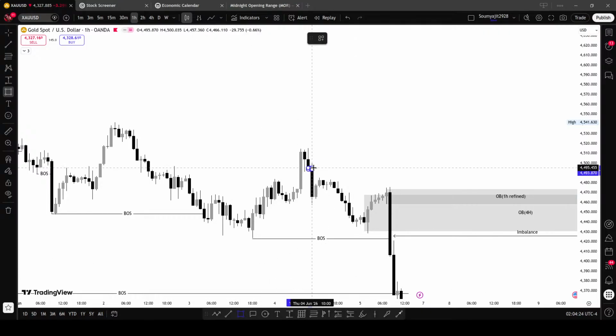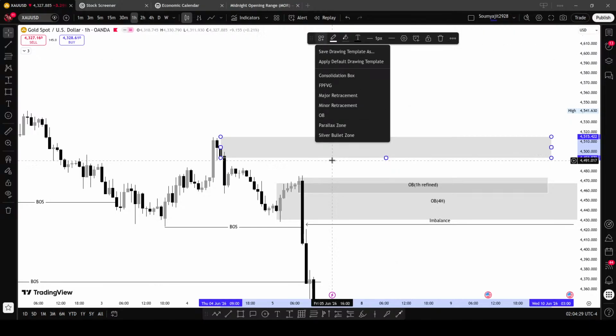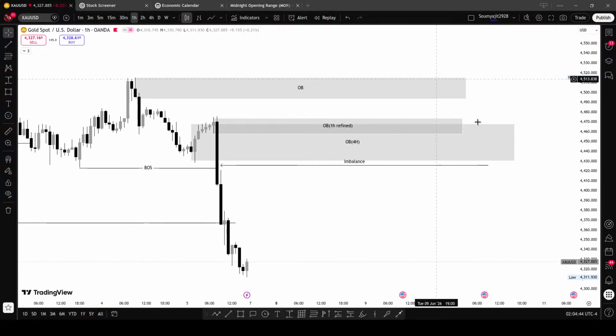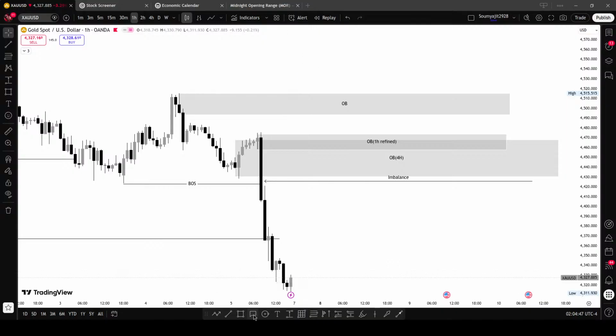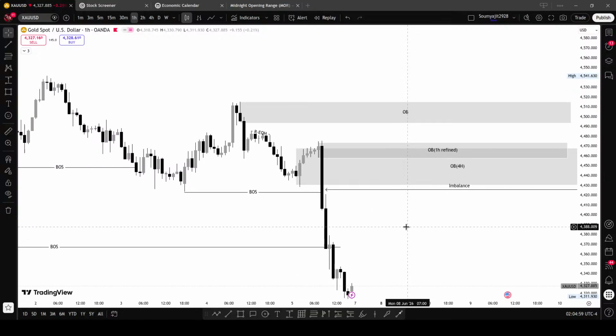Okay, now if that fails, I would like to see some area like over here. This should be my order block. Okay, now that is done. This area contains a good amount of liquidity, honestly speaking. So where are the equal highs? Yep, this one. Okay, better.